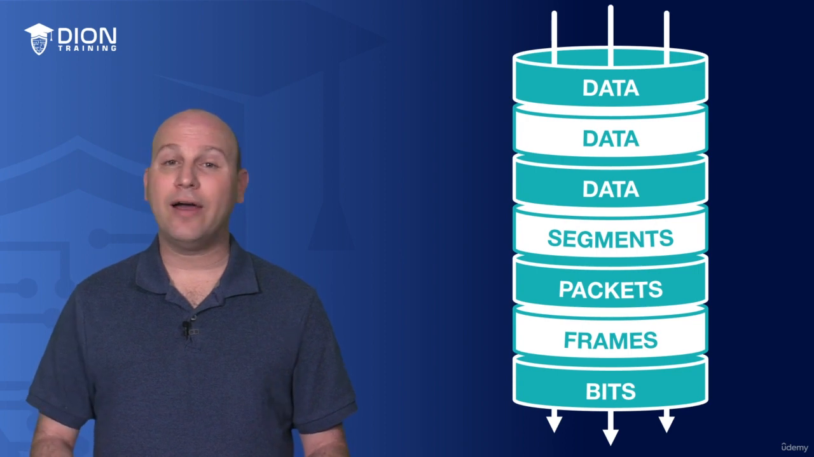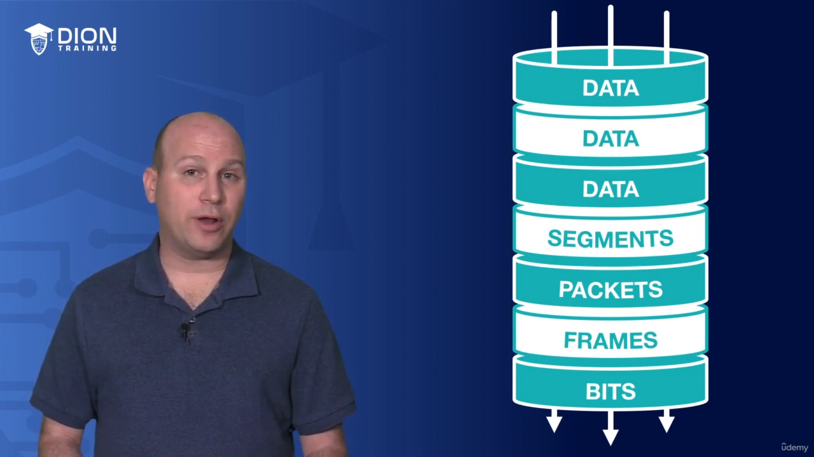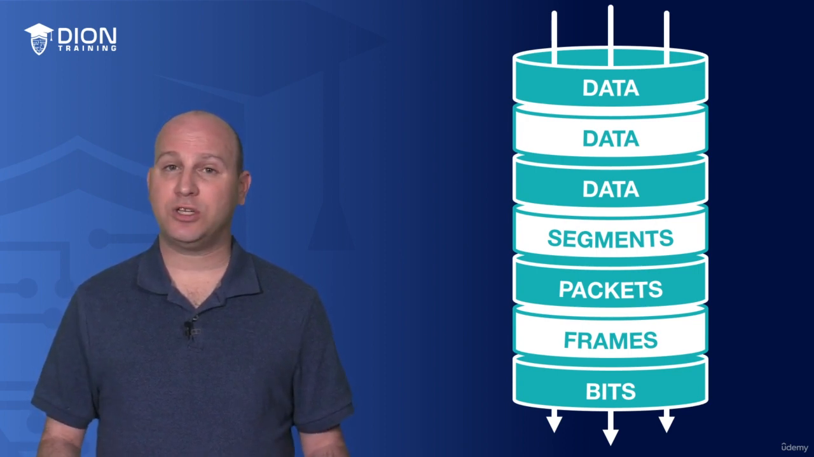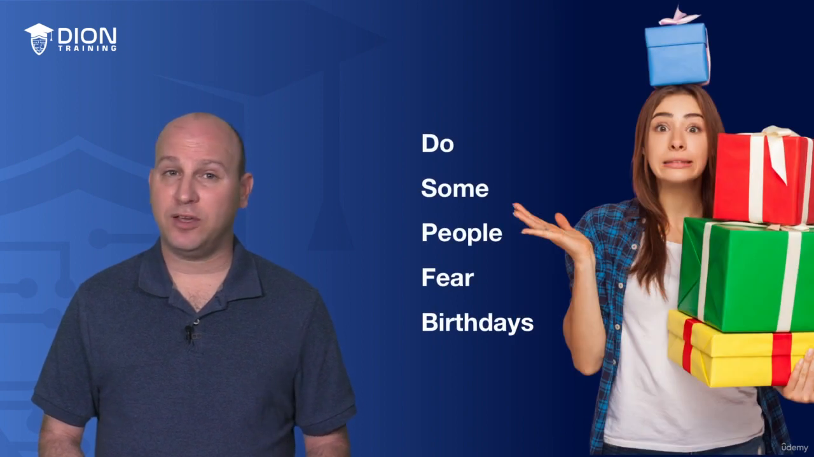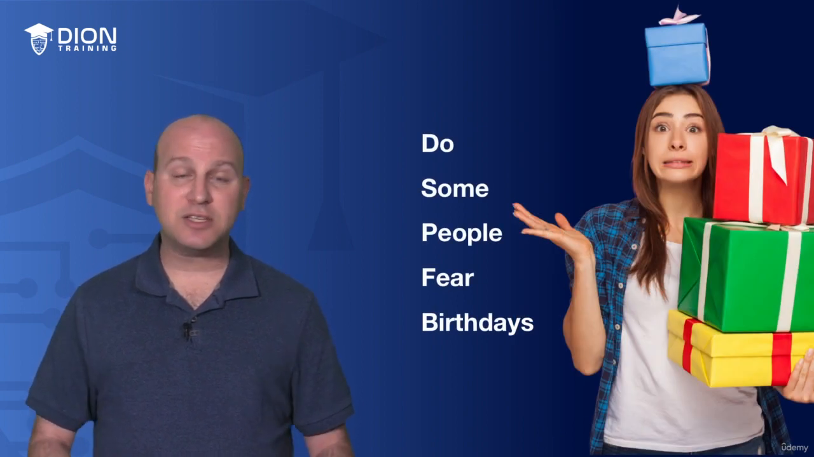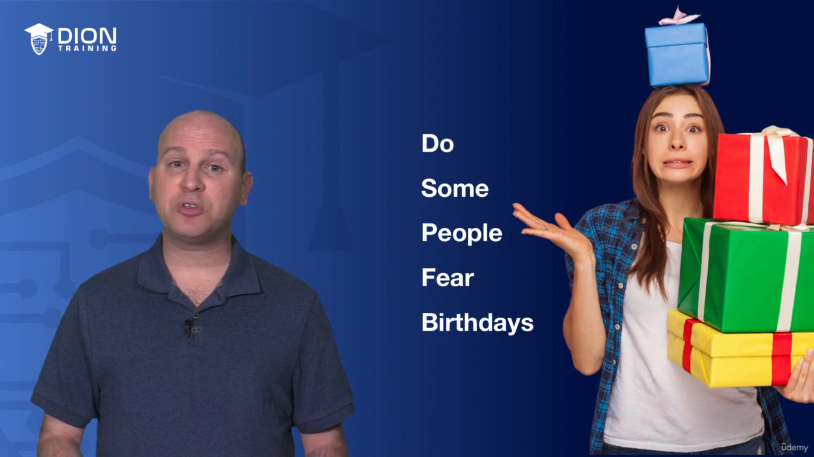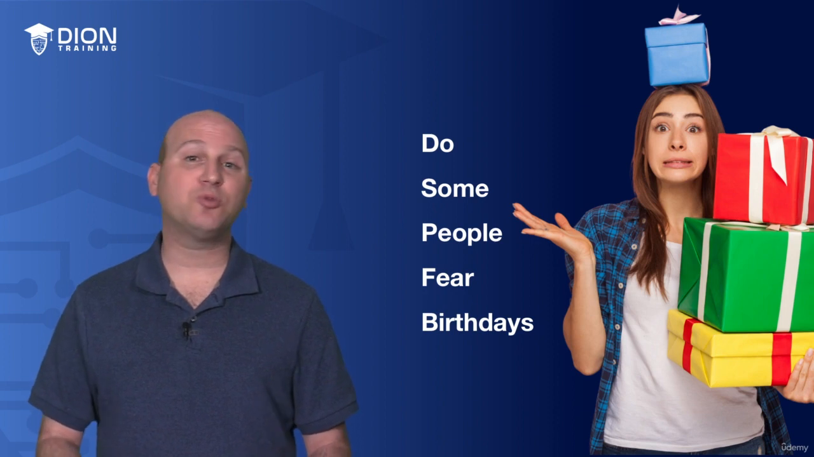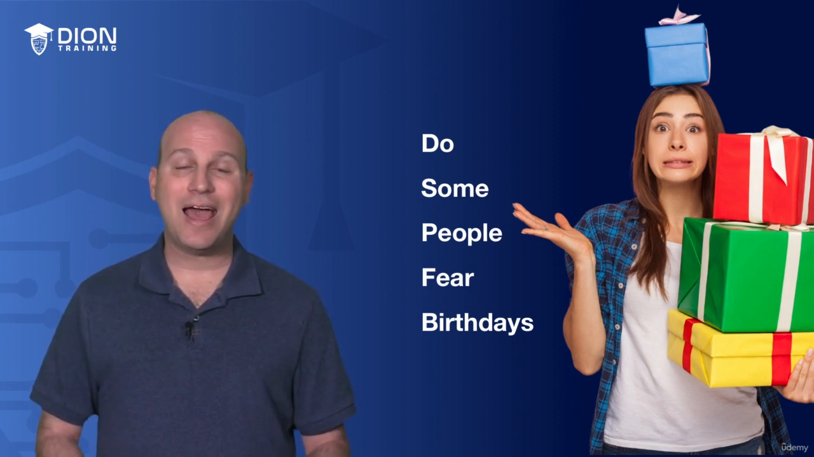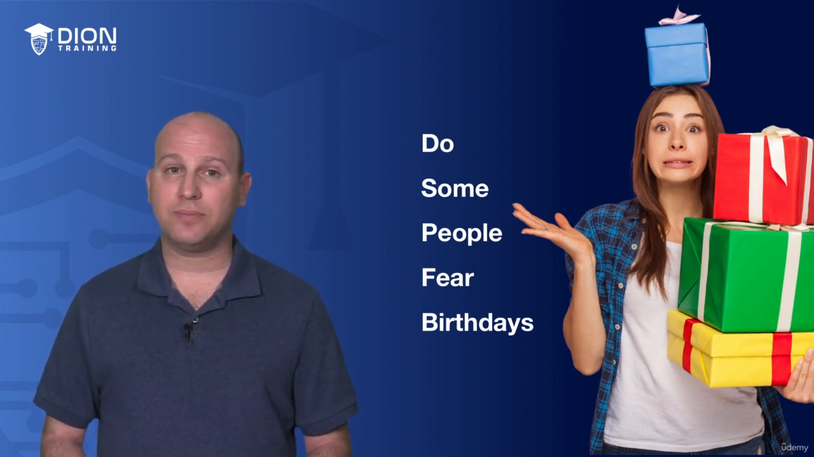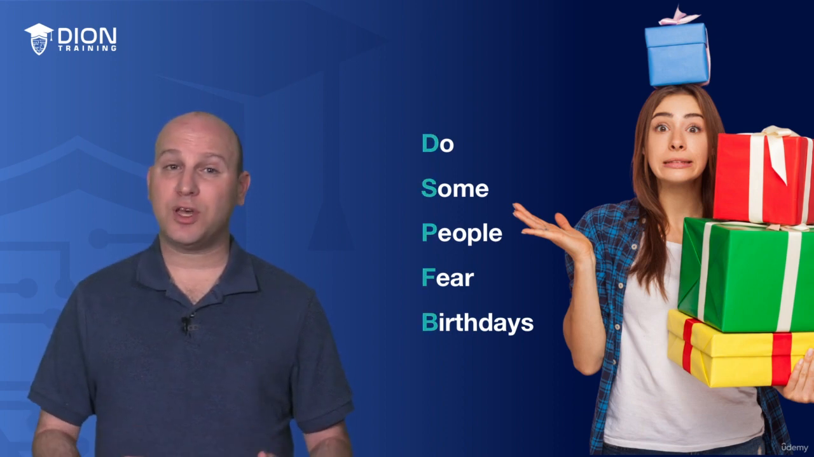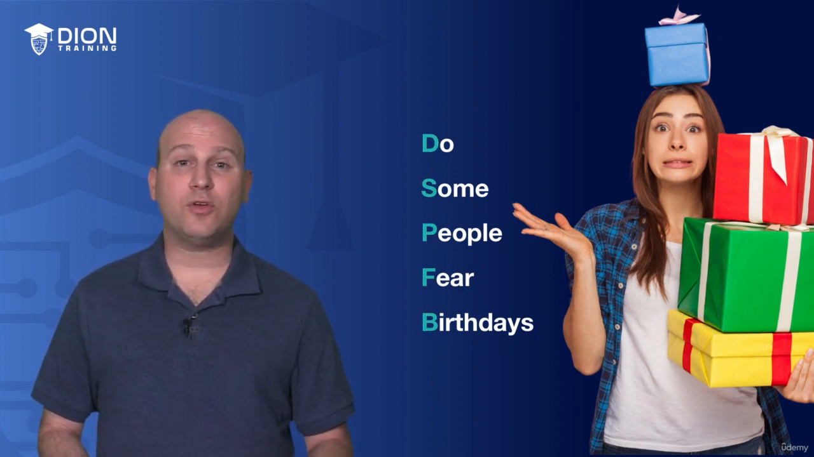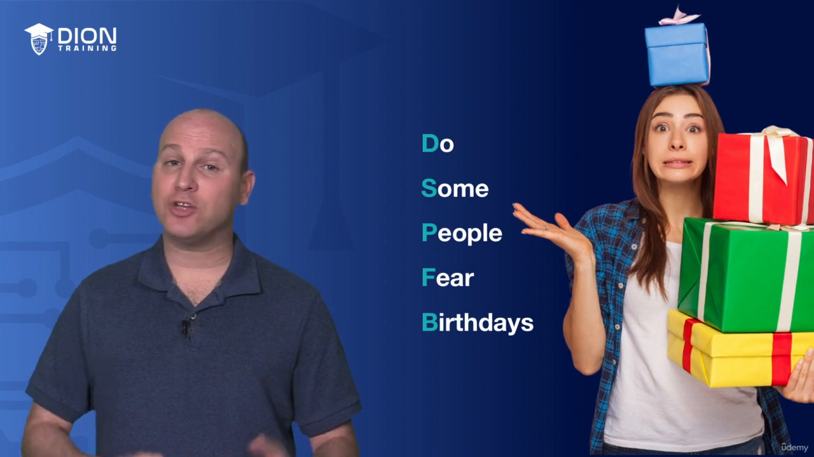Now, this is something you need to memorize for the exam as well. But don't worry, I have another mnemonic to help you remember it. This one is a simple question. Do some people fear birthdays? Now, I think that's a valid question because as we get older, sometimes people start fearing their birthday because they don't want to age or appear older. Now, again, I know this is silly, but hopefully it helps you remember the 4 types of information as they flow through those lower layers. So, if you can remember, do some people fear birthdays, that's going to give you DSPFB as your mnemonic.